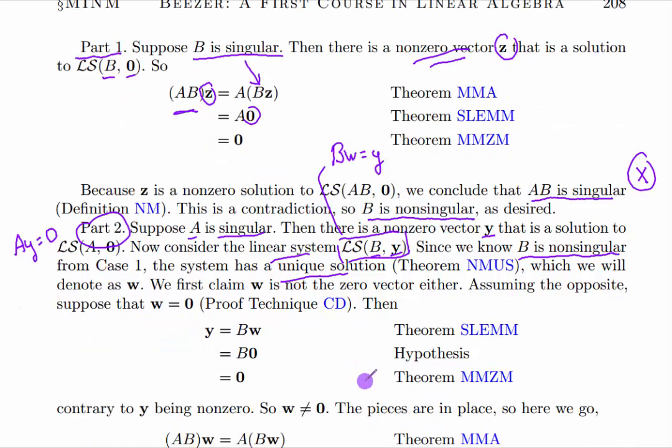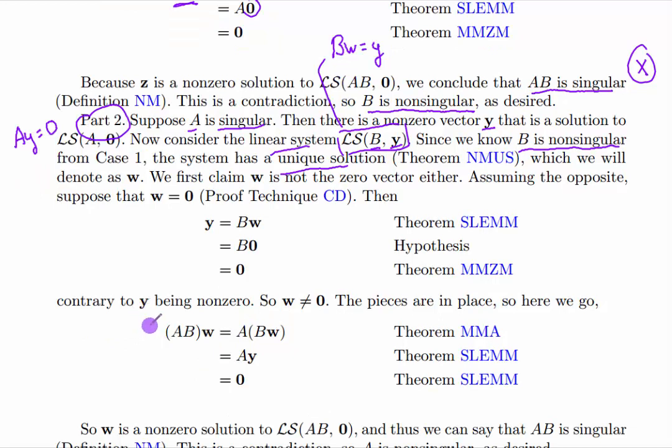Okay. So, what do we have? Let's take this step by step. We've started with a solution Y to AY equals 0. We've used the Y to construct a W such that BW equals Y. Let's now apply the matrix AB to the vector W. Well, we're going to do something similar to what we did in part 1. We'll take A applied to BW, but BW is equal to Y. That's how we defined W. Okay? Now, so we have AY, but AY is equal to 0.